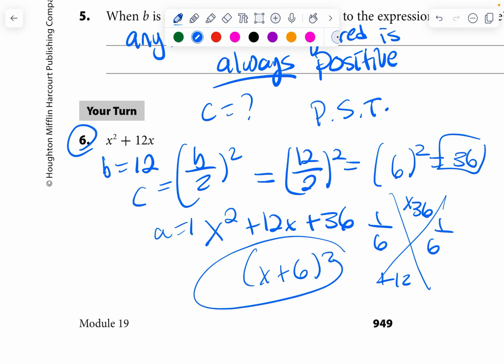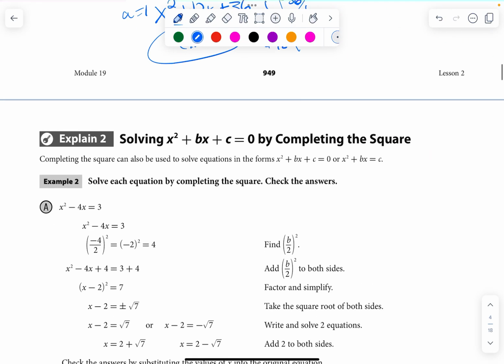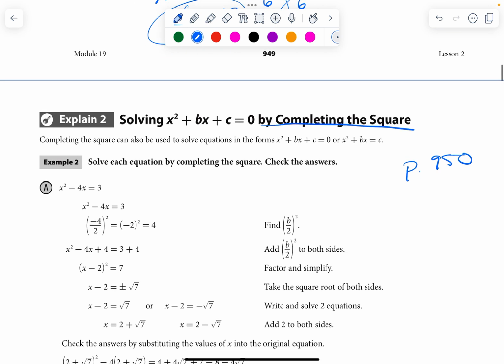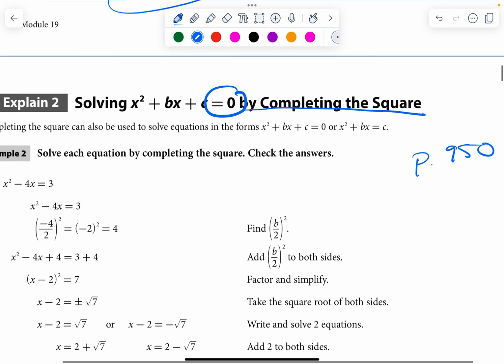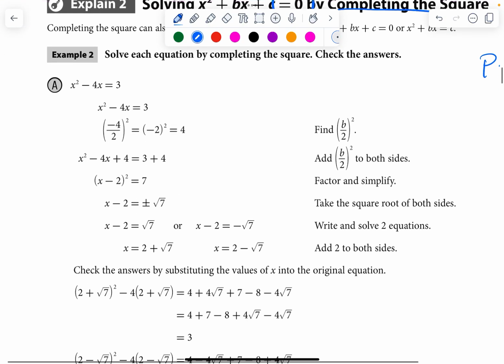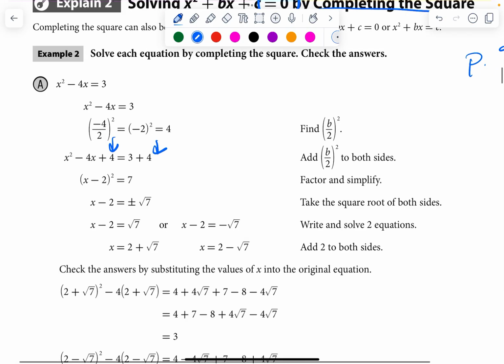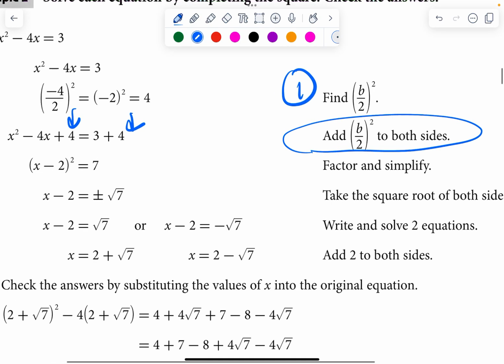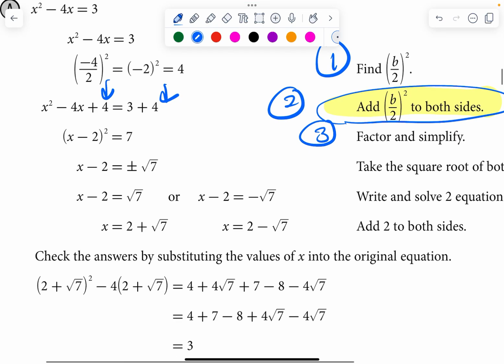The reason why I'm showing you this is because if you turn the page, on page 950, we're going to talk about completing the square when the constant equals 0, okay? So when we add that piece on the left side, we also have to add it to the right side. So the first step is still find b over 2 squared. But the new piece is we have to add b over 2 squared to both sides. Then you factor like we've been talking about. Then we take the square root of both sides. Remember, we have 2 answers when you take the square root of both sides.